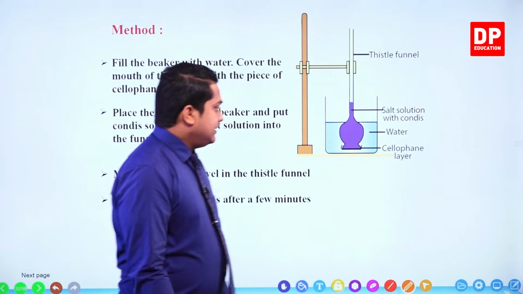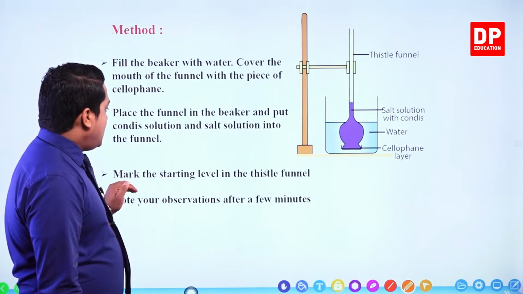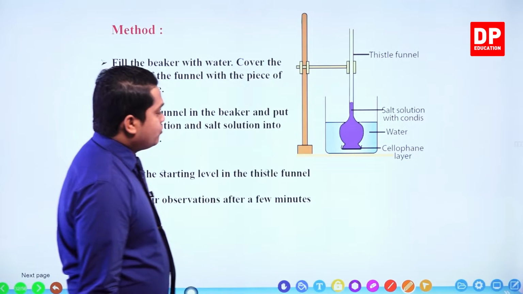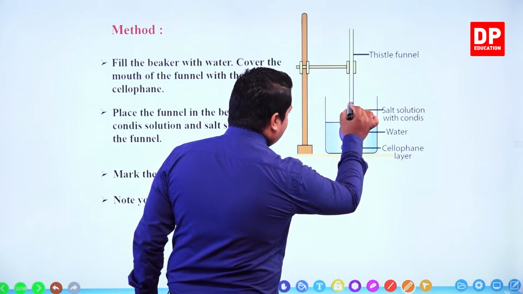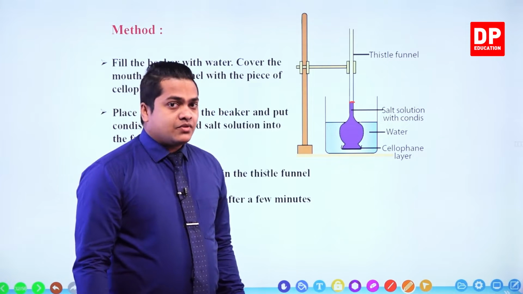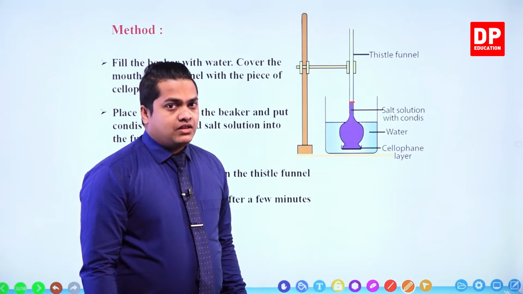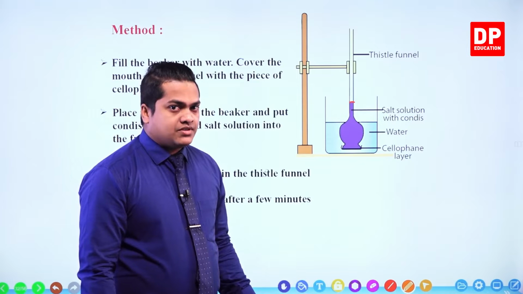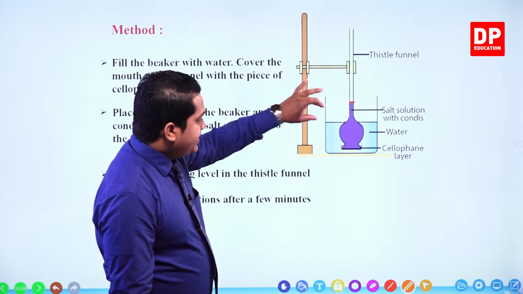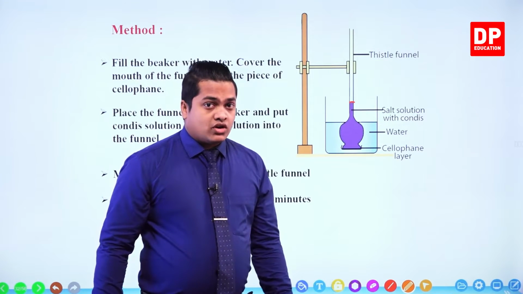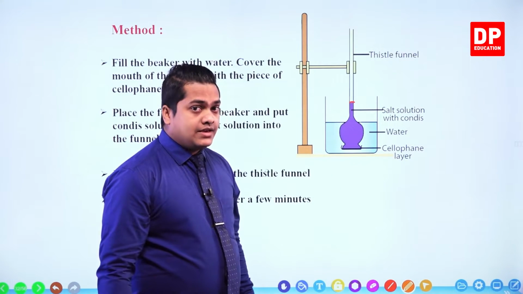Okay, then mark the starting level in the thistle funnel. Now you have to mark the starting position. This is the starting position of the water level. Water level means the solution level within the thistle funnel. Starting position. So now we have to dip that thistle funnel within the water trough or within that water beaker according to the given figure in here.